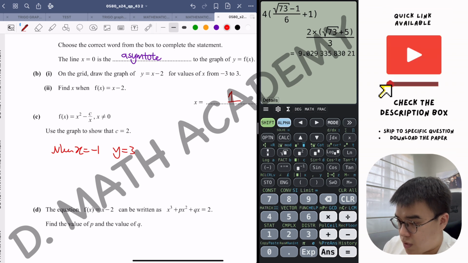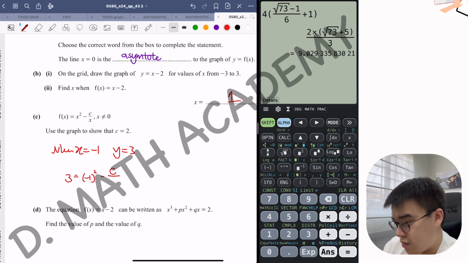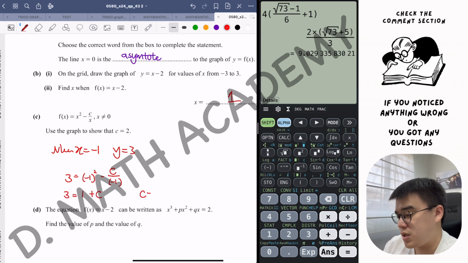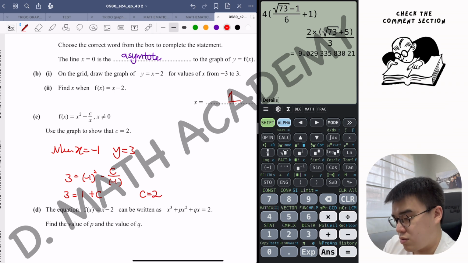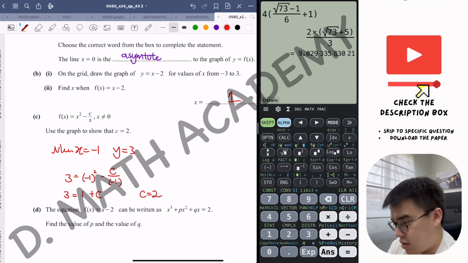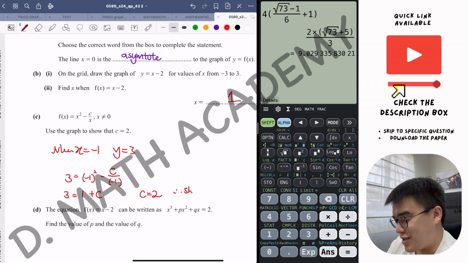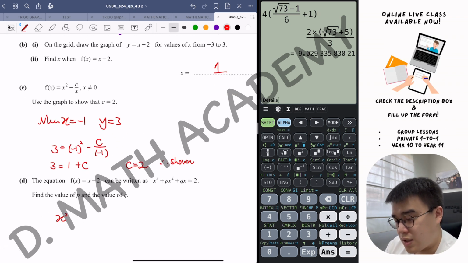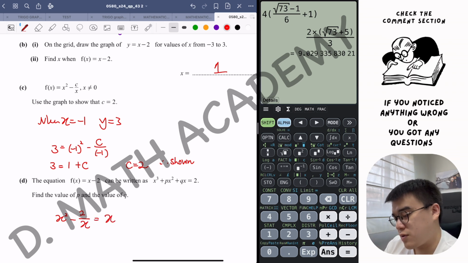So when I put it in, I will get -1 squared minus c over -1, creating a 1 plus c. So c is 2. Oh, just like that. Okay, so I can say shown that. Okay, so when I piece these two things together, this is for me to address the last question.